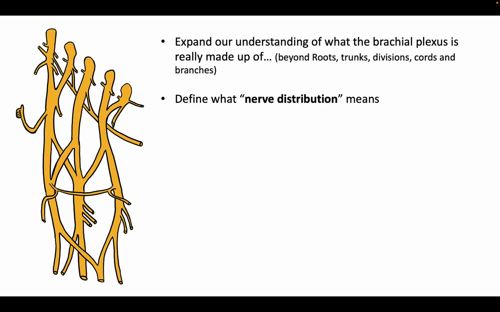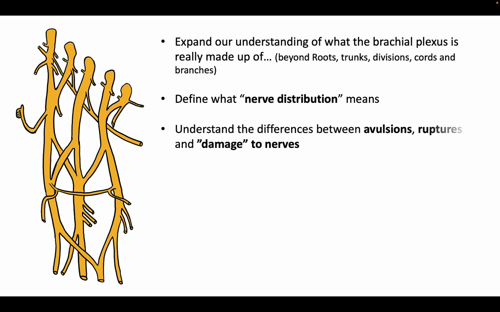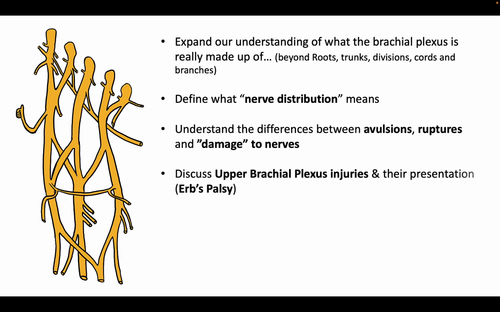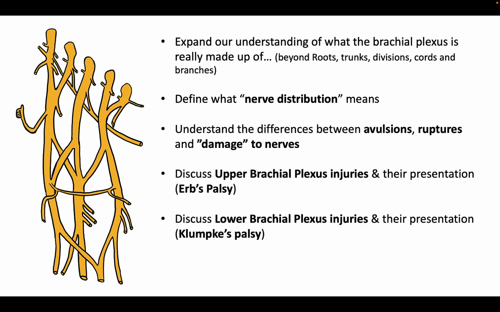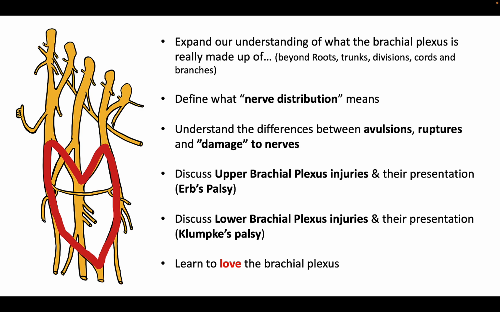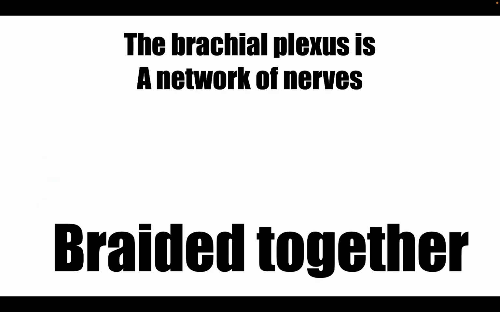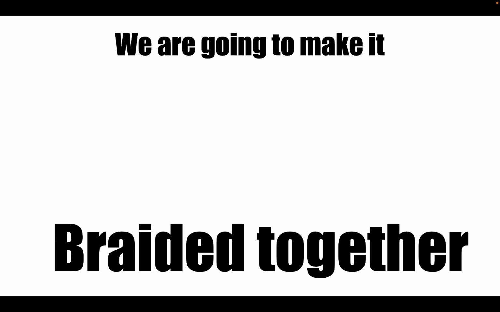So today we're going to expand our understanding of the brachial plexus. We really dive into what it's made of, how the neurons that it's composed of are distributed. We're going to define different types of injuries, and once we have that down, we're going to look at the upper and lower brachial plexus injuries to understand them, so we can finally learn to love the brachial plexus. So we know that the brachial plexus is a network of nerves that are braided together, that combine and divide, but we're going to make it a rainbow today.